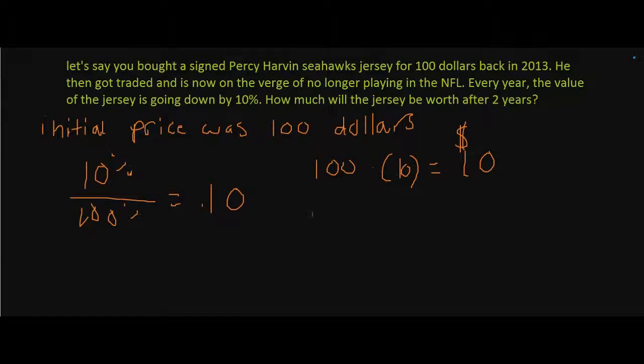Alright, so we're going to have 100 minus $10, and we're going to get after the first year. So 10% of 100 is $10, so it's going to lose 10%. It's going to lose $10, and we're going to be keeping 90% after the first year. So the jersey will be worth $90 after the first year. But now we want to find out how much it's going to be worth the next year.